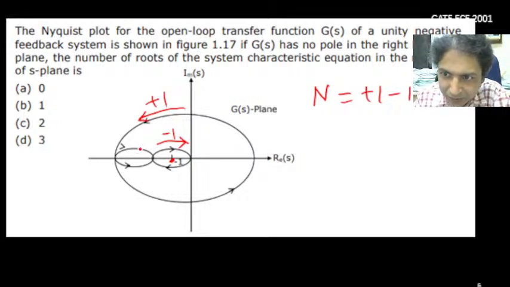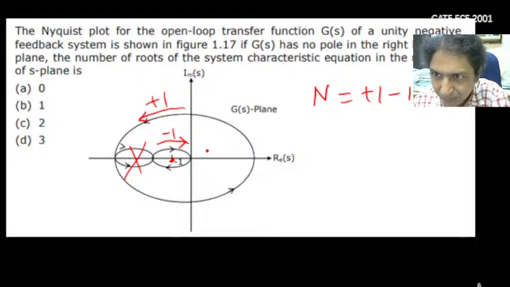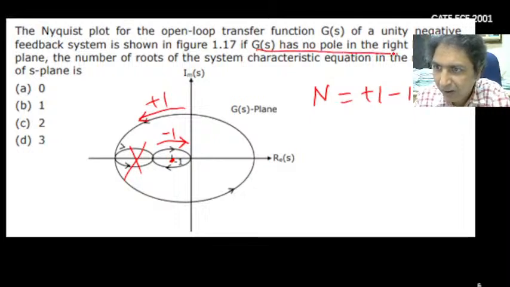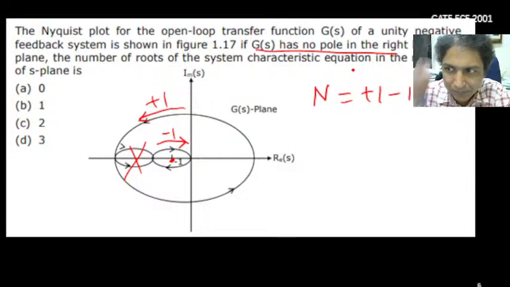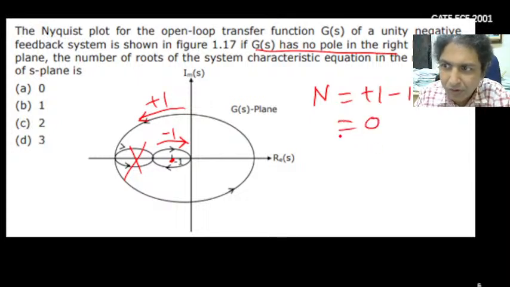Okay, but this is not enclosing. This circle is not enclosing the -1 j0 point. Okay, the big circle and right side small circle. So capital N equals 0, and it is already said that G has no pole on the right hand side. So as G has no pole on right hand side, capital P is also 0.